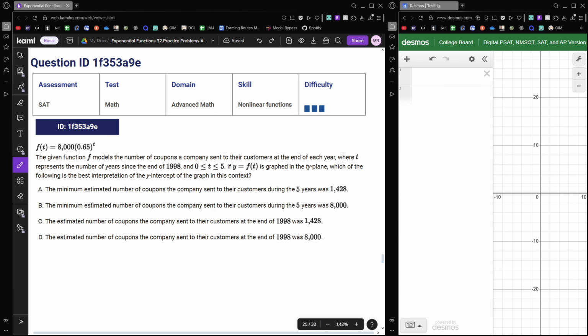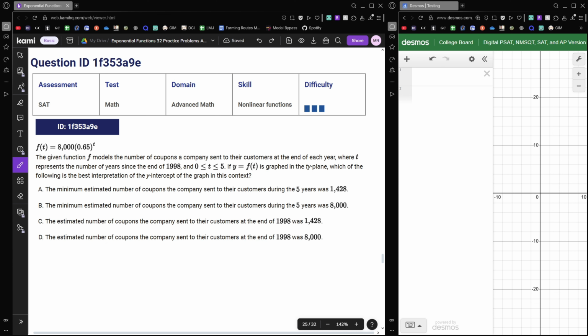Question number 25. The given function f models the number of coupons a company sent to their customers at the end of each year, where t represents the number of years since the end of 1998, and 0 is less than or equal to t, which is less than or equal to 5. If y is equal to f of t is graphed in the ty plane, which of the following is the best interpretation of the y-intercept of the graph in this context?